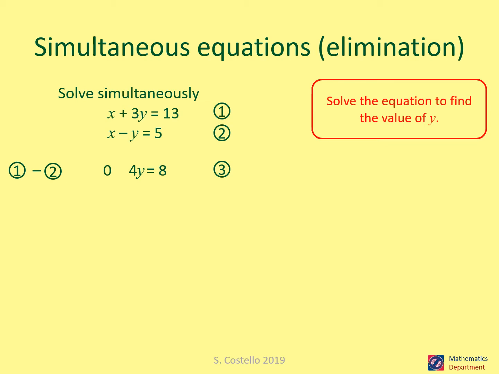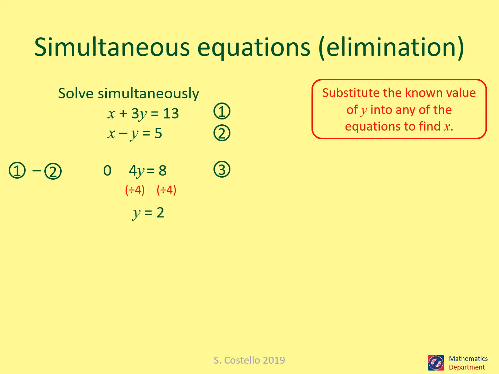We solve this equation as normal, just to find the value of y. It's only got one variable. So divide both sides by 4, and we end up with y equals 2. So we substitute the known value for y into any of the equations to find x. Quite often people get to this stage and they think they've solved it, forgetting that we have to find the value of both of the variables. So we can either use line 1 or 2 and substitute that y equals 2 into it.